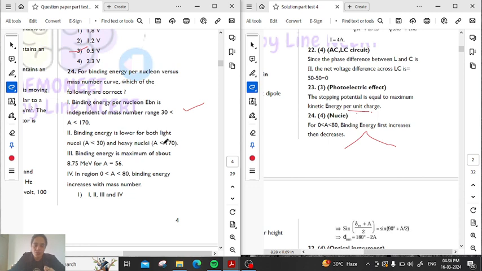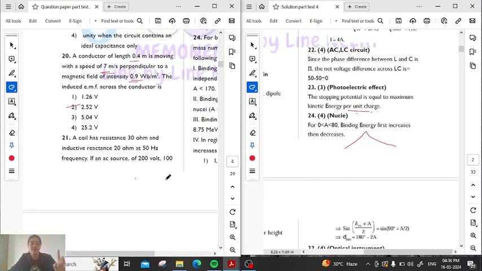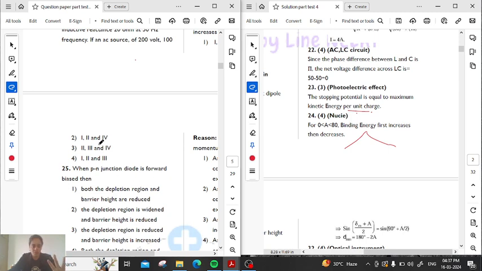बाइंडिंग एनर्जी इज लोअर फॉर बोथ लाइट न्यूक्लियाई, A जो 30 से नीचे होगा, 170 से ऊपर होगा, अगेन सही है. बाइंडिंग एनर्जी is maximum for about 8.75 for A is 56, yes ये भी सही है. In a region between this the binding energy increases with mass number, no, it गलत, because it will decrease, है ना. तो ऑप्शन नंबर ए बी सी आपके सही हुए. तो 1 2 3 4 नहीं, ये नहीं सही है. ऐसा हमें ऑप्शन सिलेक्ट करना है जिसमें 3 सही हो. तो 1 2 3, एंड इस केस के अंदर तीनों सही हैं.